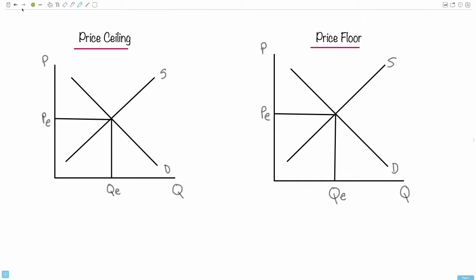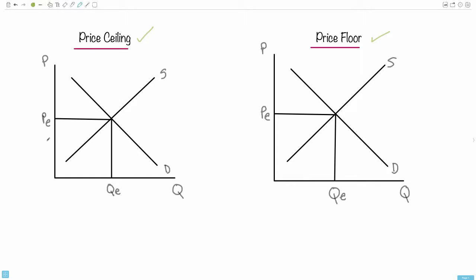Hello everyone. In this clip, I am going to show you the difference of a price ceiling and a price floor, which are two kinds of price controls that sometimes governments implement under some situations. So, price ceiling and price floor. Let's take a closer look.